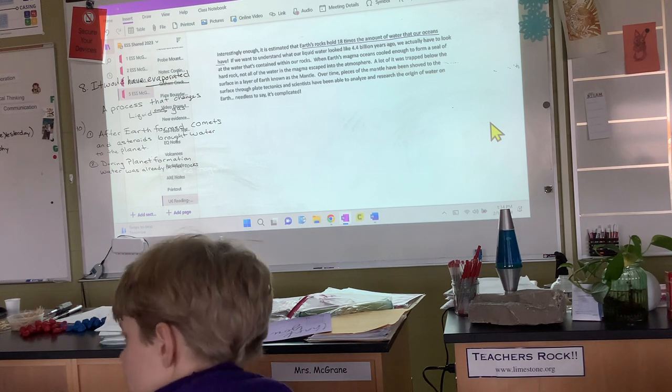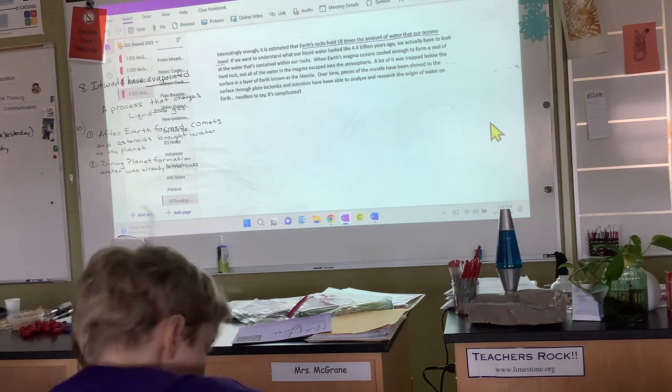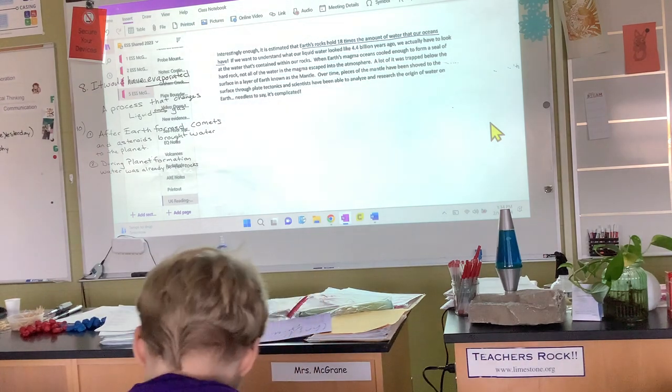We're not going to get through all of it, but I do want to get started on the properties of water, looking at water molecules.